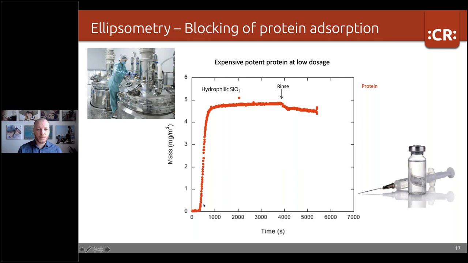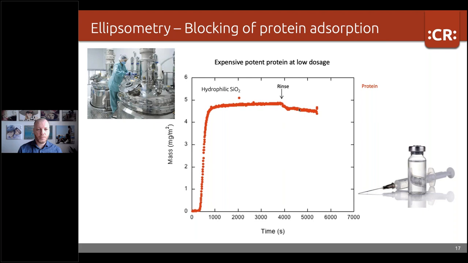So here's ellipsometry data for adsorption of this protein on a hydrophilic silica surface. So this is sort of mimicking a glass vial. And you can see that there's a really high adsorbed amount. This is a protein that sticks to almost everything. We have 5 milligrams per square meter adsorbed at a really low dosage. And nothing much really comes off when you rinse with pure buffer in this case. So it adsorbs and it sticks to the surfaces and it stays there. And that's of course what they want to avoid.